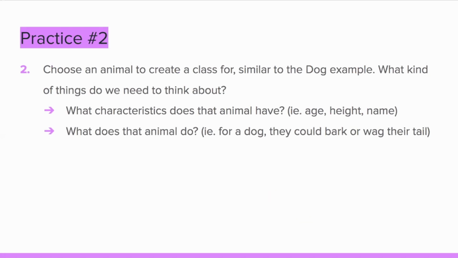For our next problem, we are asked to choose an animal to create a class for, similar to our previous dog example. What kind of things do we need to think about? Brainstorm different characteristics and behaviors of that animal, including age, height, and sounds. Please attempt the problem first before looking at the solution, and pause the video if you need to.